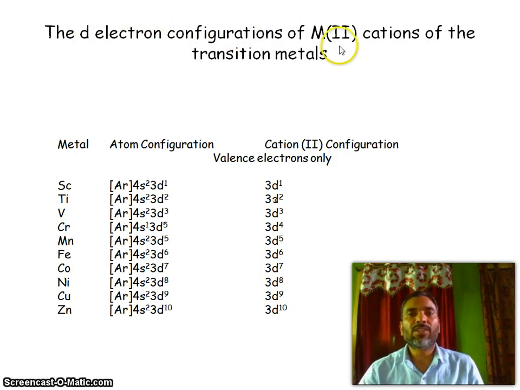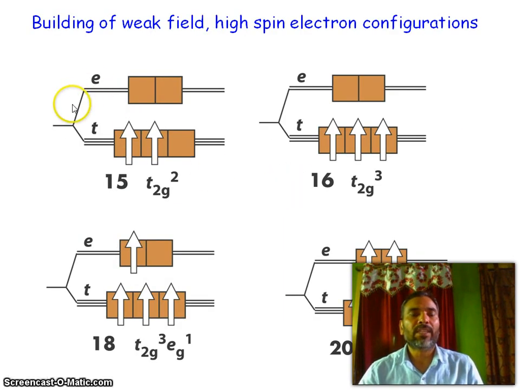The d electron configurations of the M2+ cations of the transition metals. If you have scandium, d1, titanium, vanadium, chromium, manganese, ferrous, cobalt, nickel, copper, zinc. So these are the systems. So d1, d2, d3, d4, d5, d6, d7, d8, d9, d10, cation valence electrons only. So look at here, this T and E. Now a different thing. This T and E, building of weak field, high spin electron configurations.